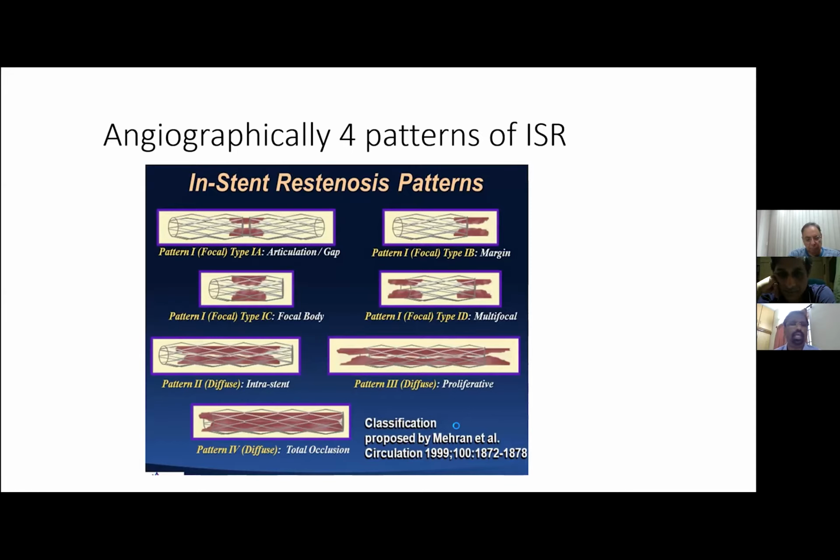Then comes angiographic pattern 2, which we call diffuse, but the growth is within the stent, and pattern 3 is diffuse, which we call proliferative, because the growth has extended well beyond the stent on either end. And pattern 4 we call totally occluded due to the ISR growth.